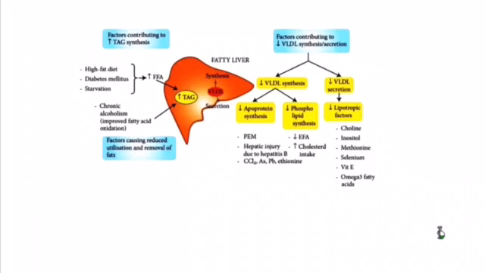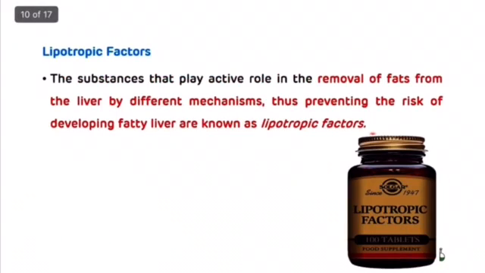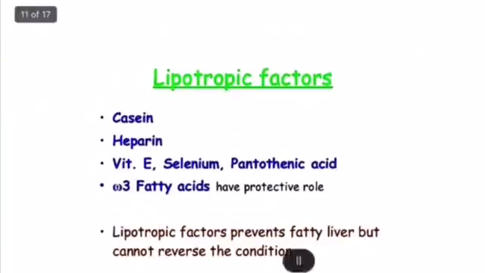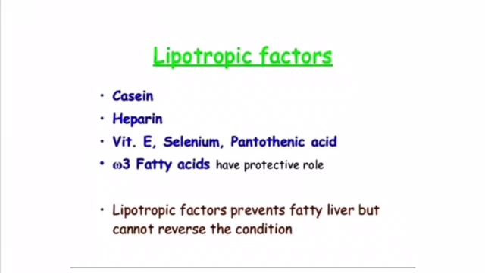And decreased VLDL secretion is mainly due to decreased lipotropic factors, which include choline, inositol, methionine, selenium, vitamin E and omega-3 fatty acids. And these lipotropic factors play an active role in the removal of fats from the liver by different mechanisms, thus preventing the risk of developing fatty liver. These lipotropic factors prevent fatty liver but cannot reverse the condition, things to be noted.